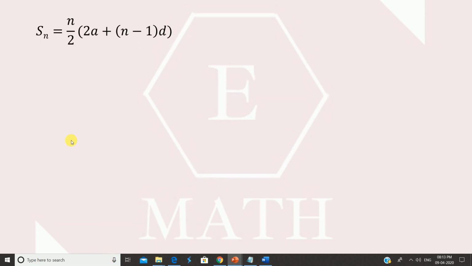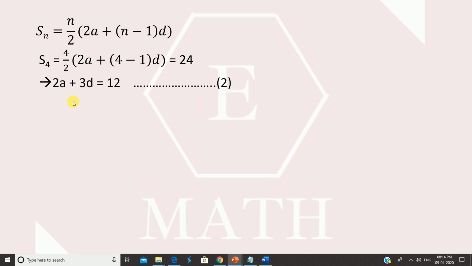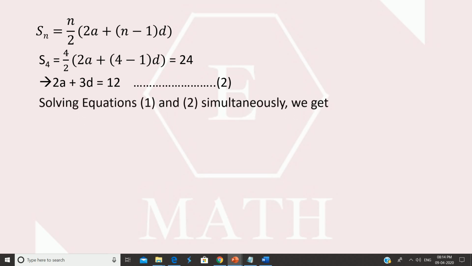Then we will use this formula for the next condition given in the question, that is Sn equals n by 2 into 2a plus n minus 1 into d. We substitute 4 in place of n. So we get S4 equals 4 by 2 into 2a plus 4 minus 1 into d, and the sum is 24. On simplifying this equation, we get 2a plus 3d equals 12, which is our equation number 2. Then on solving equations 1 and 2 simultaneously, we get the values of a and d as 9 and minus 2 respectively.